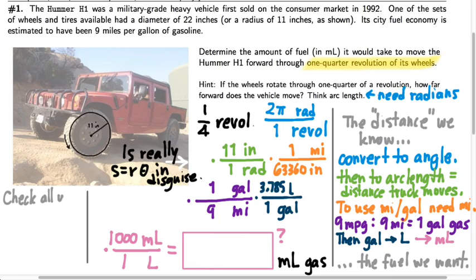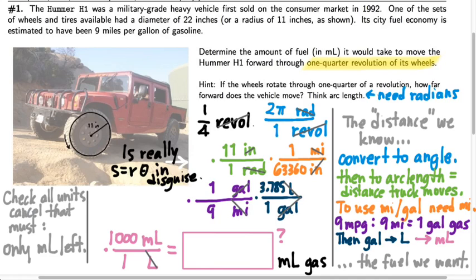To verify that, let's check to make sure that all the units that we need to cancel are actually going to cancel. Sure enough, the number of revolutions, radians, inches, miles, gallons of gas, liters, all of those cancel, and the only unit that survives is the unit of milliliters of gas, which is the one that we want. So we're ready to do all the arithmetic that we wrote down. Multiplying these fractions by multiplying across all the numerators and getting a number, and multiplying across all the denominators and getting another number, and then dividing the former by the latter.